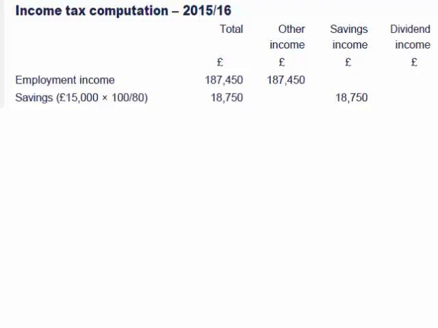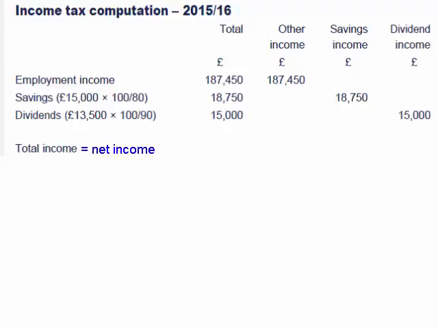We've then got dividends. Those were £13,500 and need grossing up by 100 over 90. That gives us £15,000 gross, and that goes in the total and the dividends column. So our total income, which in this question is the same as the net income because there are no reliefs, is 221,200, of which 187,450 is other, 18,750 is savings, and 15,000 is dividends.